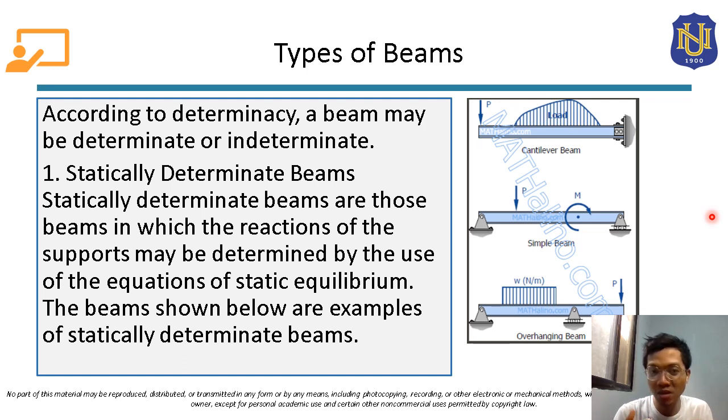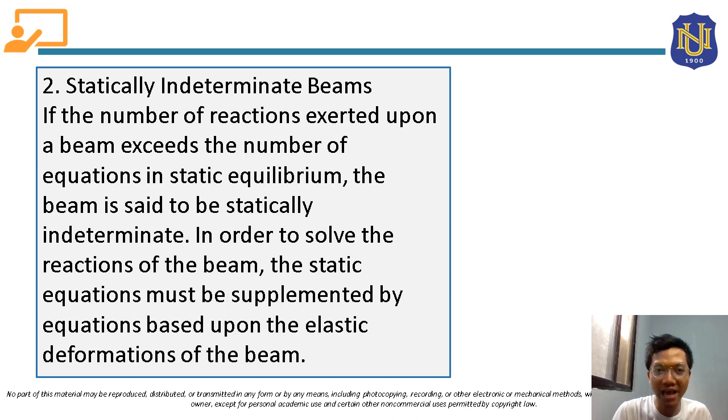The second type of beams, the statically indeterminate beams, will not be covered by this course. These are the only types of beams that we're going to discuss and solve here in statics of rigid bodies. The second type of beams are called statically indeterminate beams. If the number of reactions exerted upon a beam exceeds the number of equations in static equilibrium, the beam is said to be statically indeterminate. In order to solve the reactions of the beam, the static equations must be supplemented by equations based upon the elastic deformations of the beam.